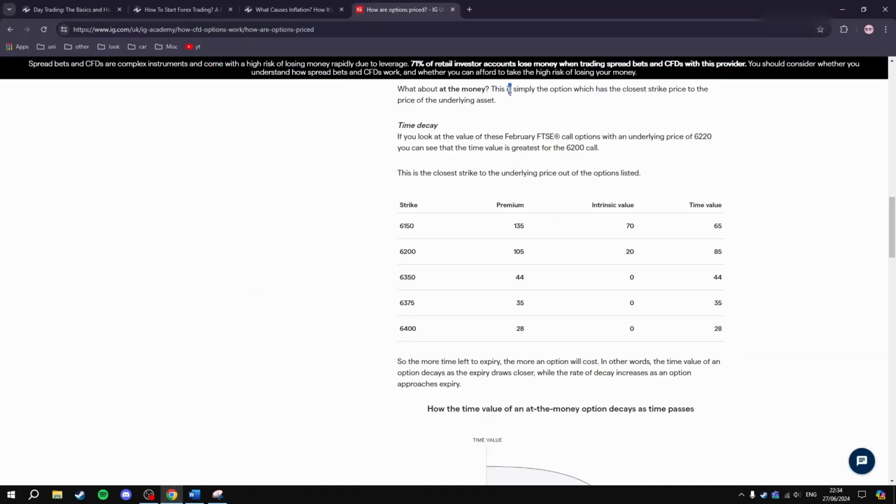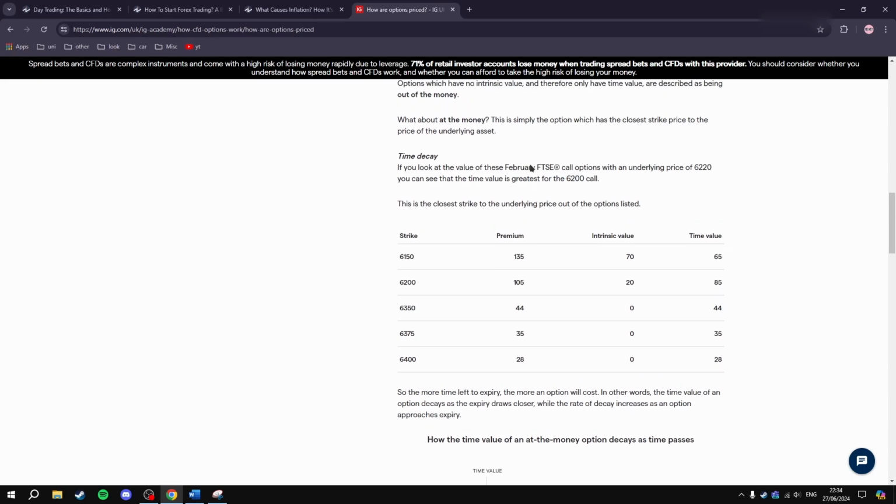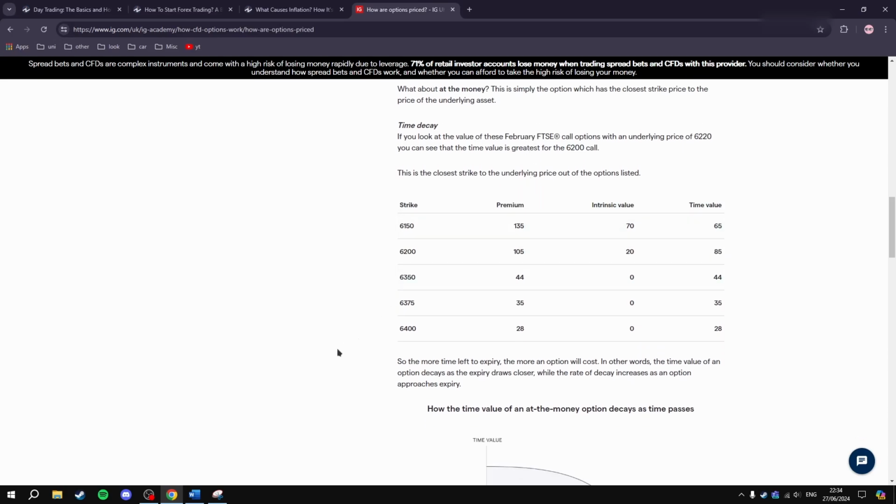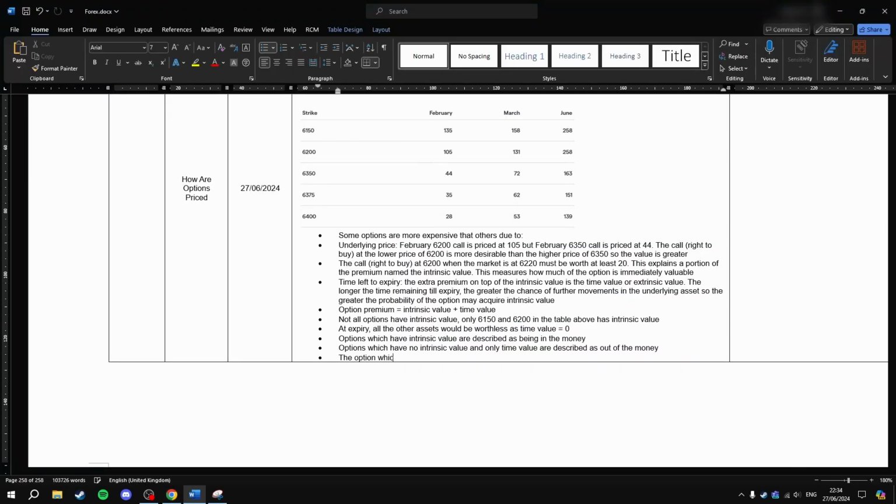So what about at the money? This is simply the option which has the closest strike price to the price of the underlying asset. The option which has the closest strike price to the price of the underlying asset is at the money.